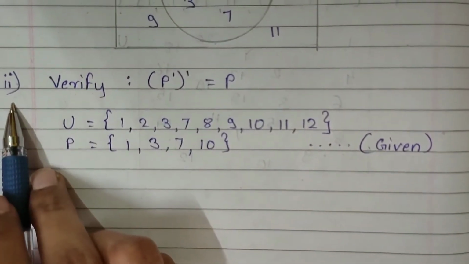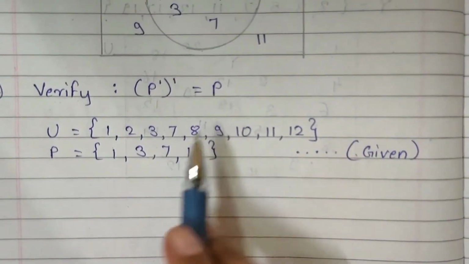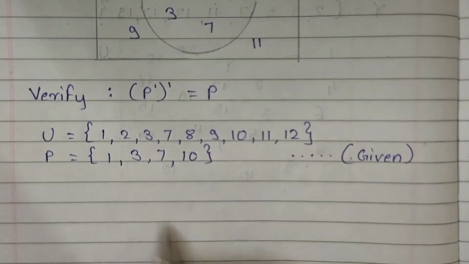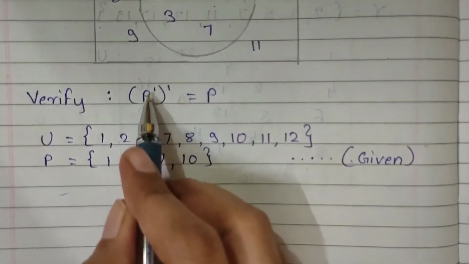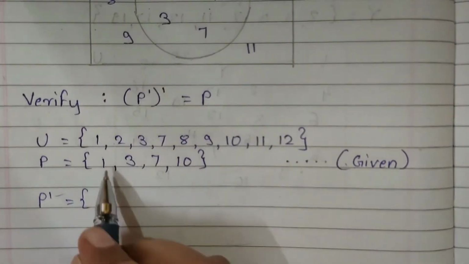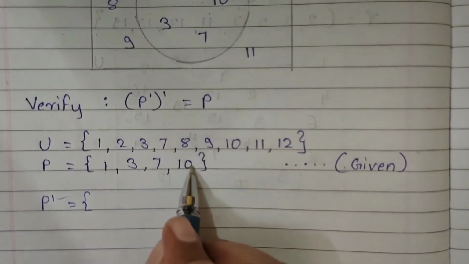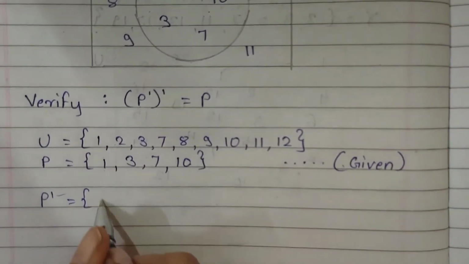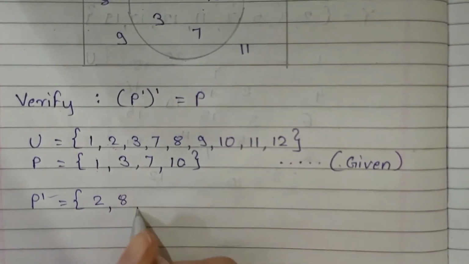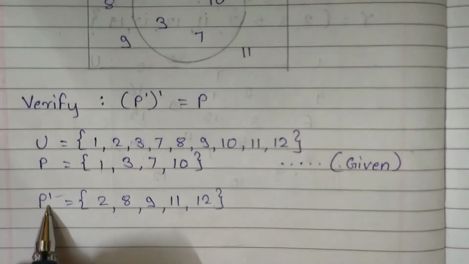Second sub-question of question number 3. Verify complement of P complement is equal to P. Now first copy down the universal set and set P which is already given. Then we will find the complement of P first. So we know the trick how to find the complement of P. We have to exclude these elements from the universal set. So the remaining elements are the P complement. So this is the complement of P.